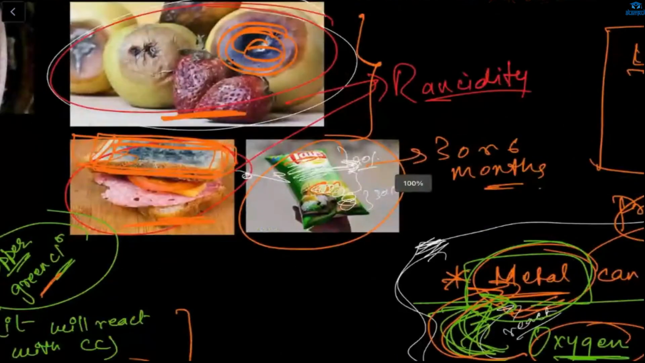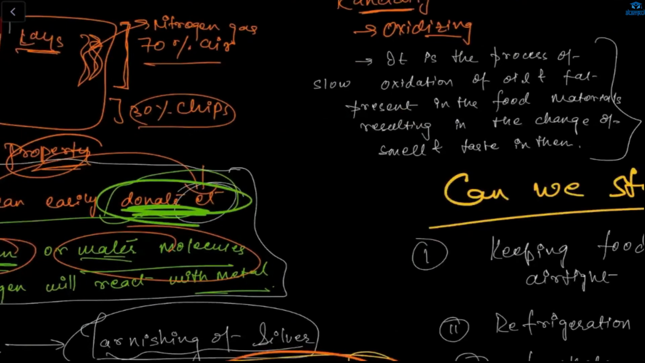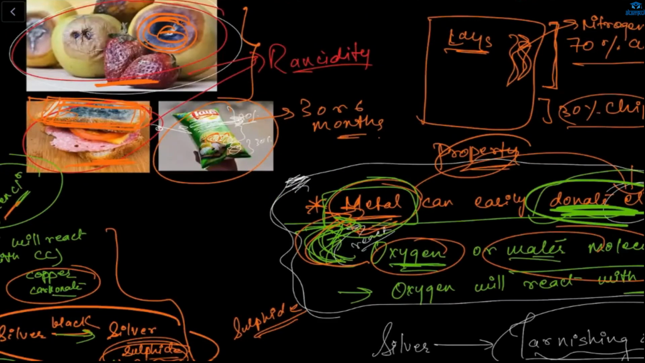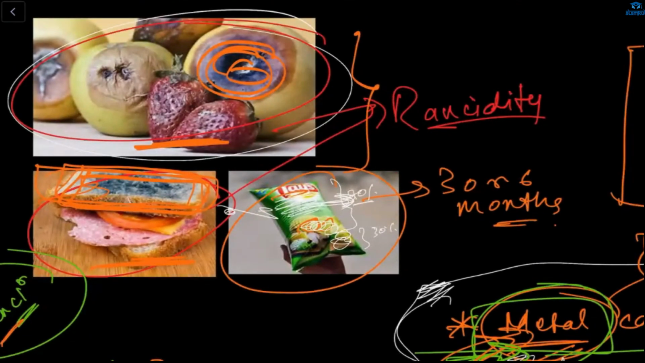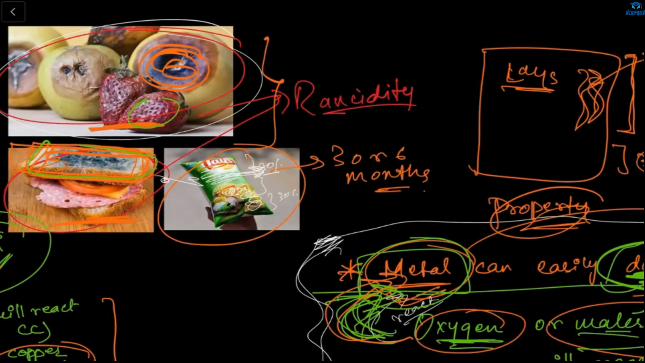And what is rancidity? Roshan, will you explain? It is the slow oxidation of food and foodstuff. Yes, it's the process of slow oxidation of fat present in the food. If we keep our food for one or two days, what will happen? Microorganisms start developing on our food's surface. See here, my strawberry, my apple, and my sandwich. Microorganisms like fungus start developing. This process is known as rancidity.